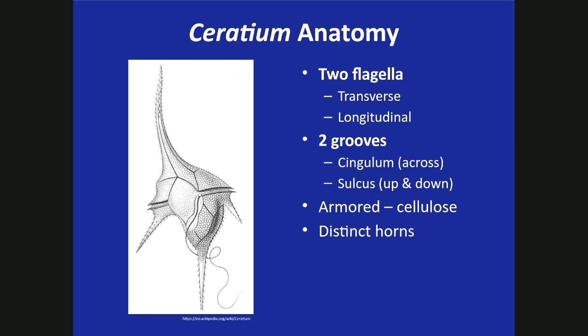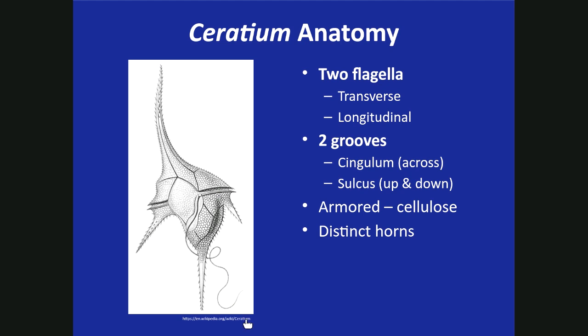Okay, let's have a quick look at some Ceratium anatomy. Right away, you can see that Ceratium has a rather unusual appearance in that it looks like it has horns. I'll get to those in just a few moments. But typical of other dinoflagellates, there are two flagella for movement and two grooves. The two flagella are called the transverse and longitudinal flagella. The transverse one goes across the midsection of the body, and then the longitudinal one goes up and down, like the one that you can see more clearly in this picture.